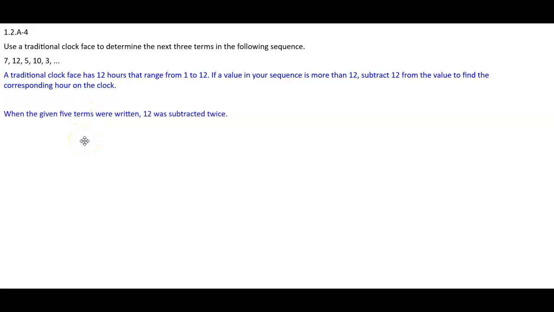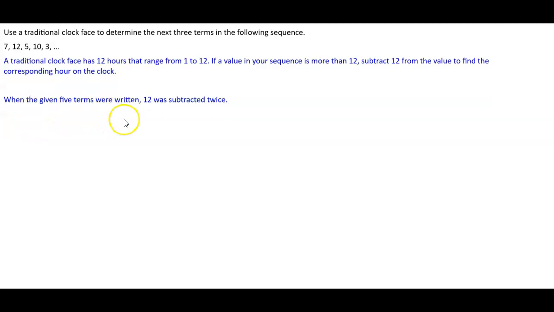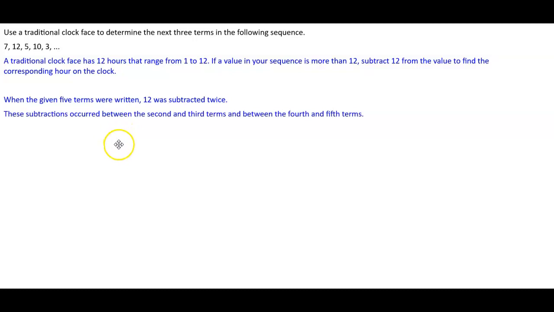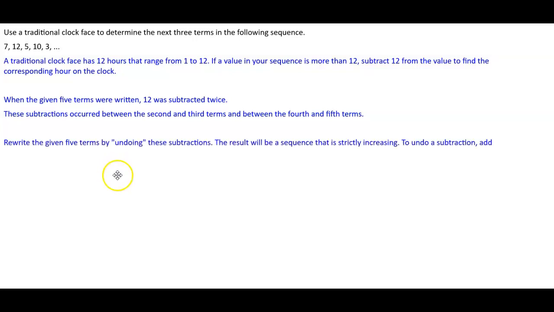Now, when the given five terms were written, 12 was subtracted twice. These subtractions occur between the second and third terms and between the fourth and the fifth terms. So rewrite the given five terms by undoing these subtractions. So here's your first term and there's your third term, which is 7 and 5. The result will be a sequence that is strictly increasing.